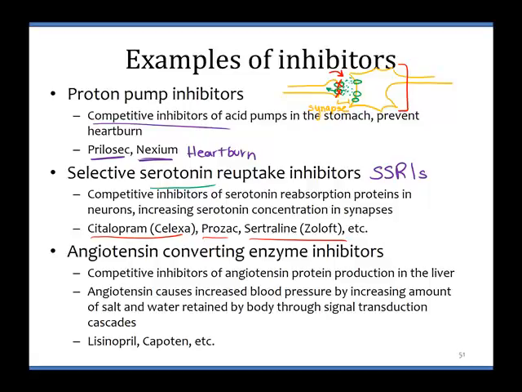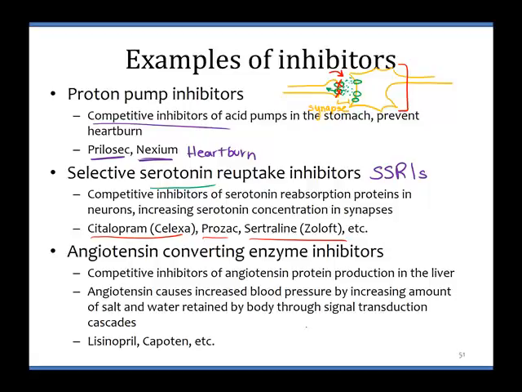All right, our last one is called angiotensin converting enzyme inhibitors. Angiotensin is a signaling molecule, and it causes increased blood pressure by increasing the amount of salt and water that you have in your blood vessels. So if you have more salt and water, that's more pressure on your blood vessels, you increase your overall blood pressure. So these actually treat high blood pressure.